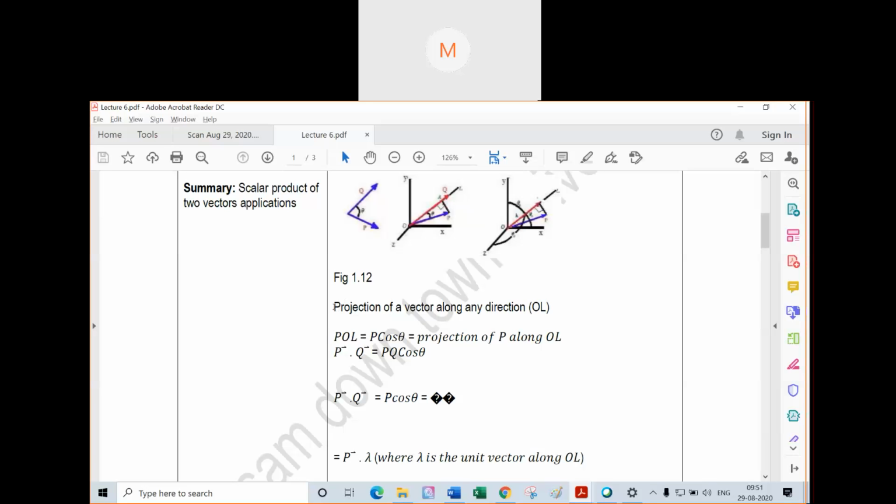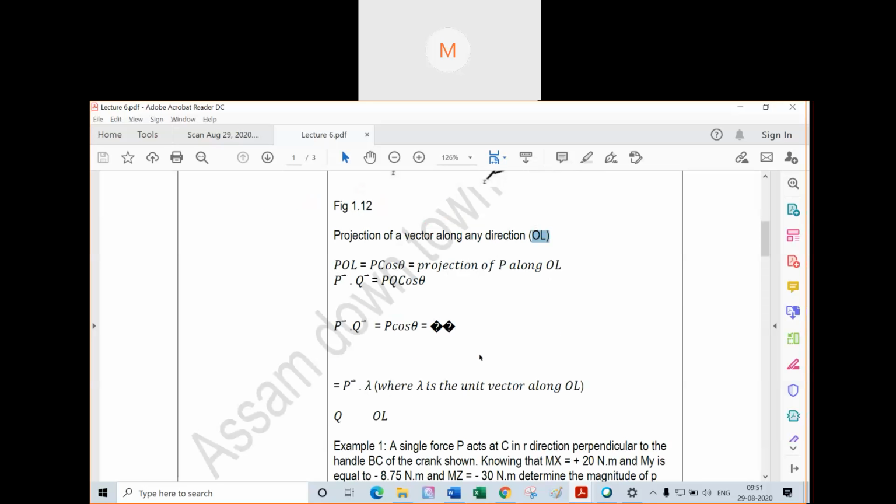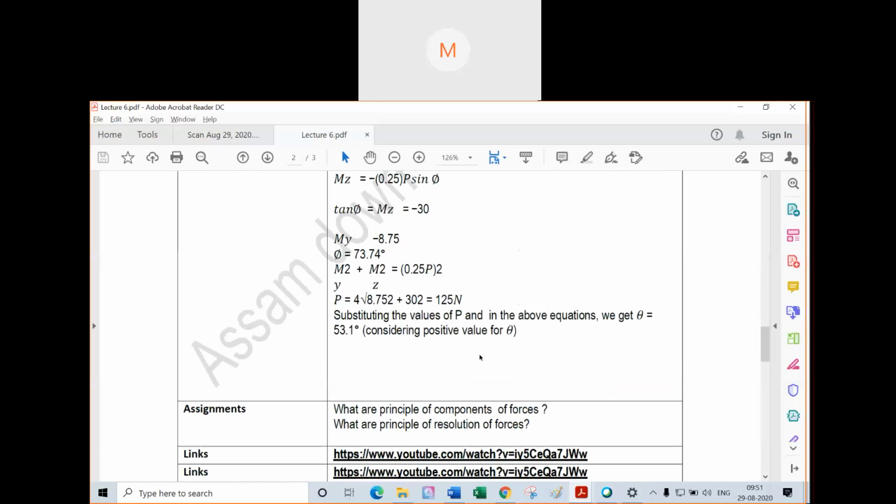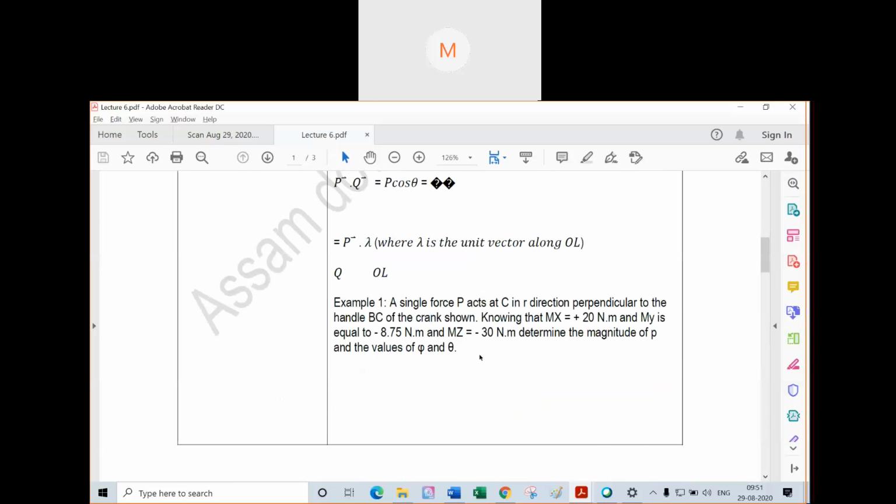So how is the projection of a vector along a direction? Angle POL, P, this is the center point O. So along the direction OL, the projection is P cos theta. This is how we project a vector. So, yeah. We have to do this numerical. Just do one thing.